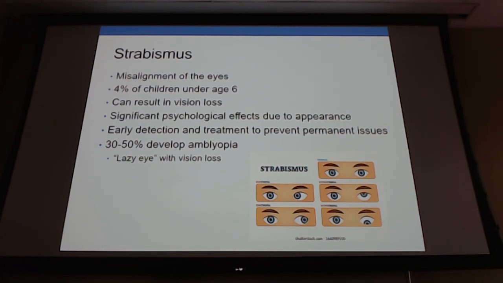And that's what happens with amblyopia, is eventually the brain just starts to shut off because it's not getting that visual stimulation. So strabismus, when you're looking at strabismus, you're looking at the eye movement itself. When you're looking at amblyopia, you're looking at the part of the brain that that visual input is going to and is shutting down. When we say misalignment of the eyes, that actually means something.